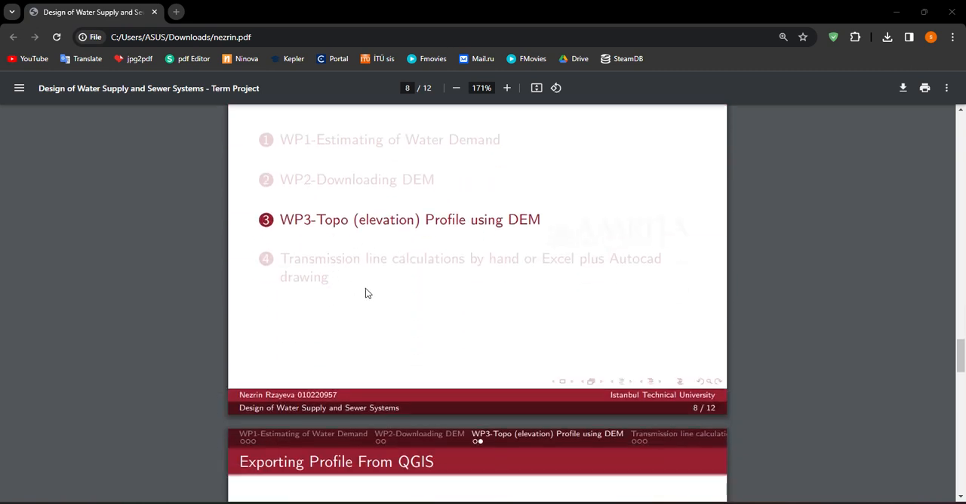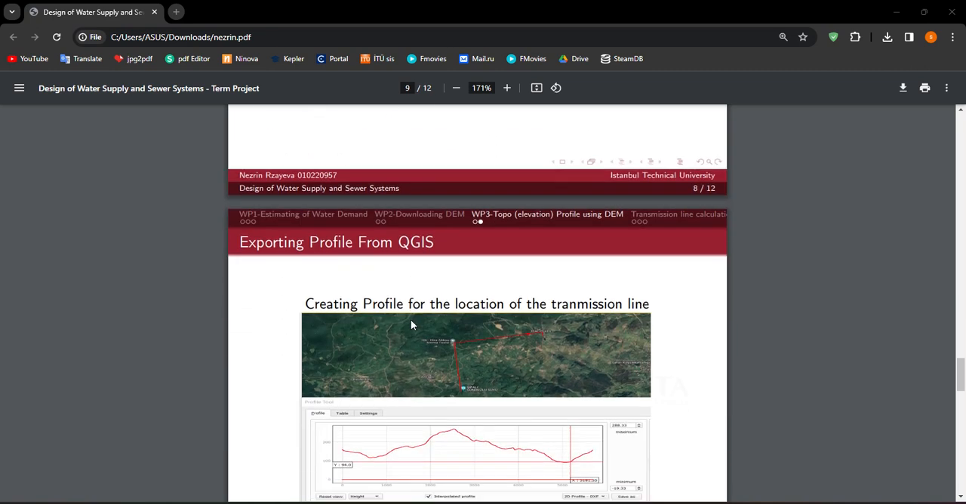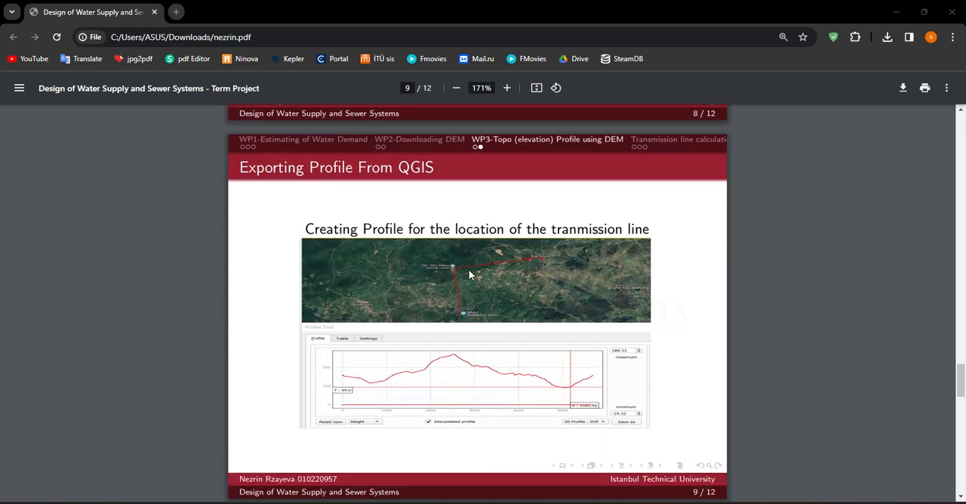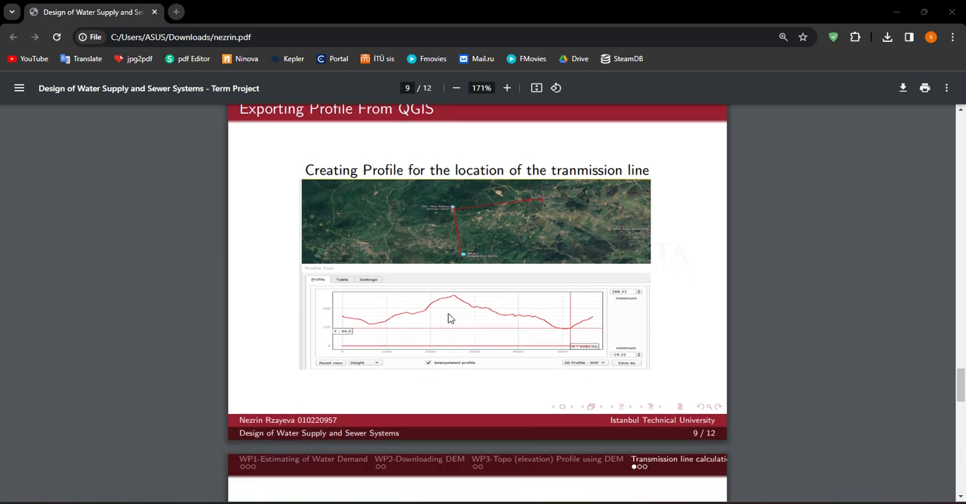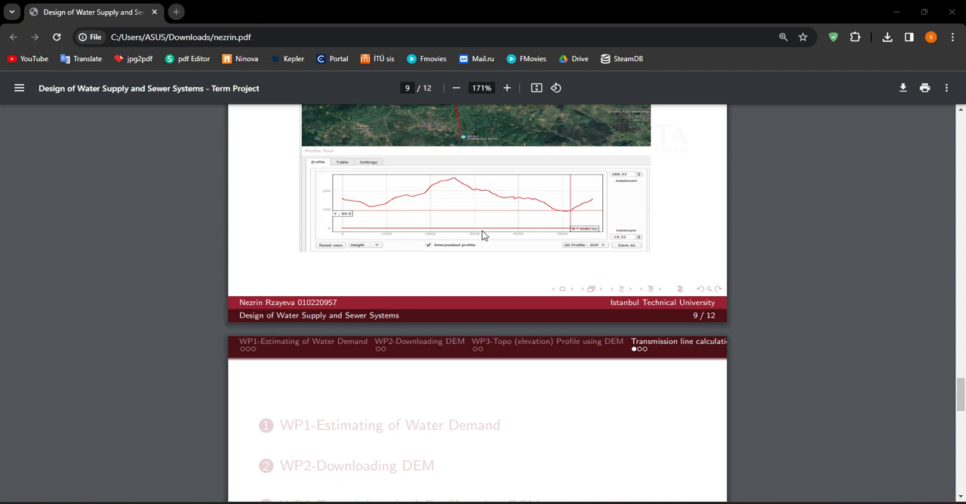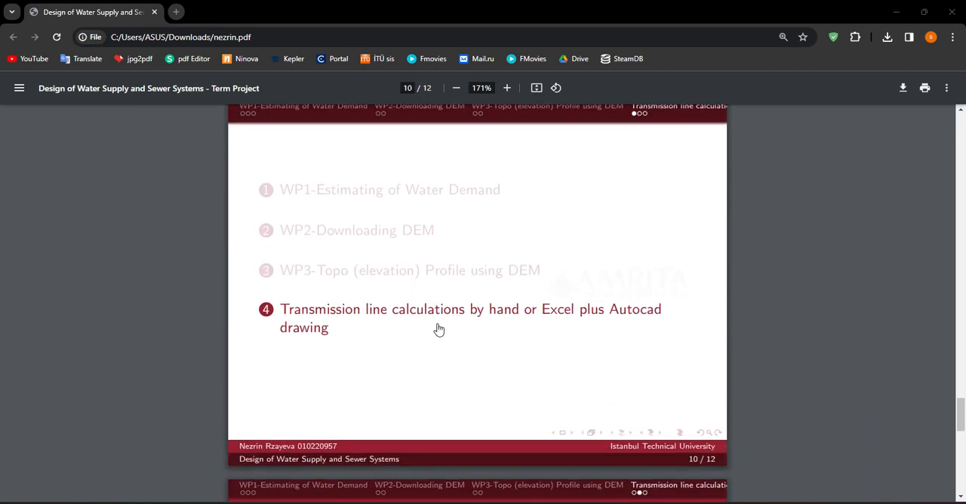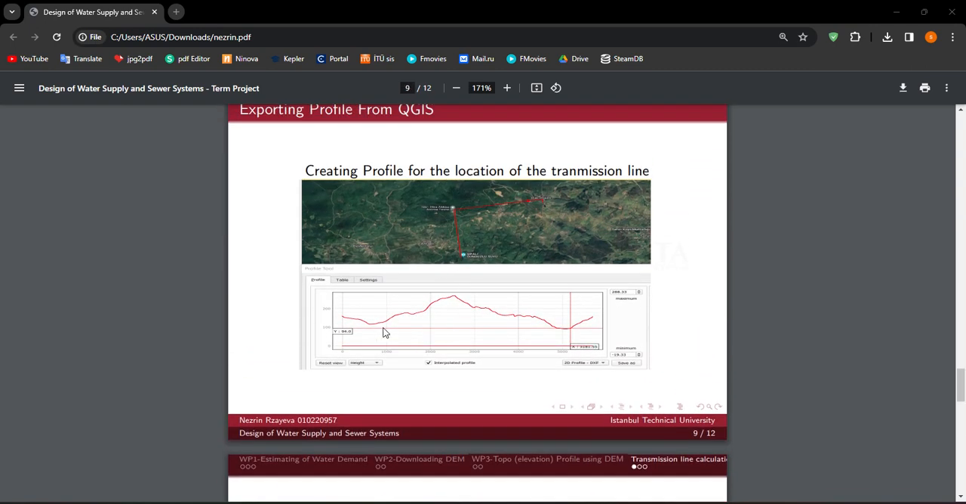The third part, topo elevation profile using DEM. Here we create our paths. We find our profile for the location of the transmission line, and we get the height and the kilometers which our line will pass, and according to this we will derive our transmission line. And here, again, I want to mention the heights of each elevation.